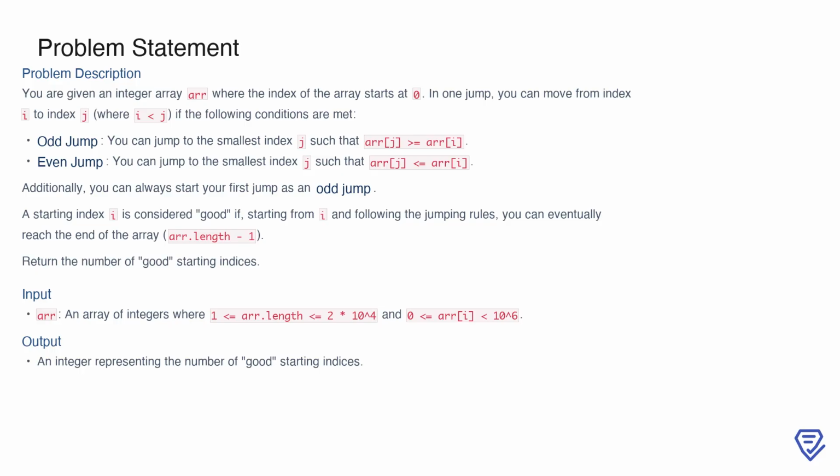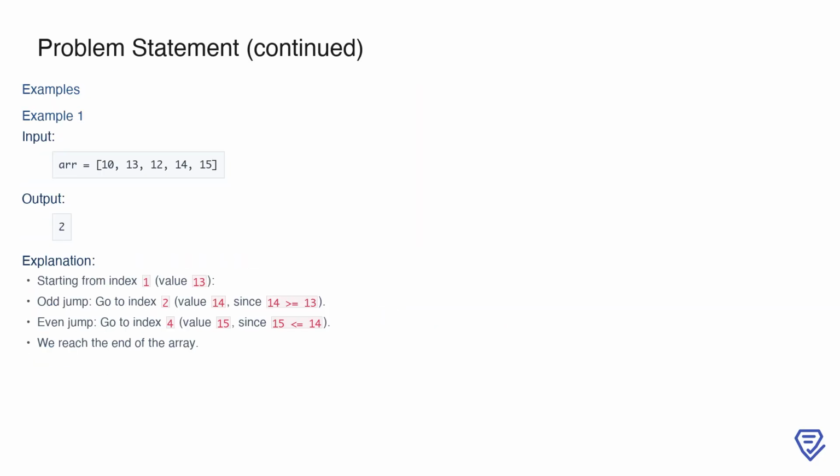For an odd jump, you can move to the smallest index j such that the value at ARR j is greater than or equal to the value at ARR I. For an even jump, you move to the smallest index j such that the value at ARR j is less than or equal to the value at ARR I. Importantly, the first jump will always start as an odd jump. The output of the problem is the total number of indices from which you can reach the end of the array using these rules. Let's go through an example to make this clearer.